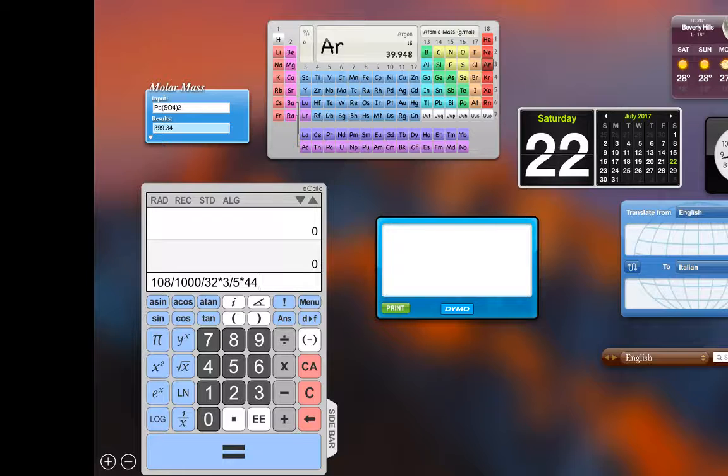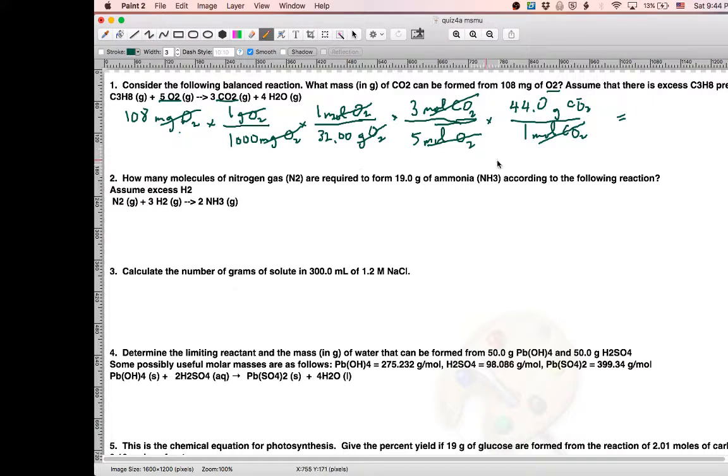Yeah, that's right. That's all you need to do, all in one go, and I got 0.0891 grams of carbon dioxide. Now, does that jive? Does this answer make any sense in terms of what I would expect in such a problem? Let's see. 100 milligrams is a very small amount. So it jives that I will also get a very small amount of product, carbon dioxide.